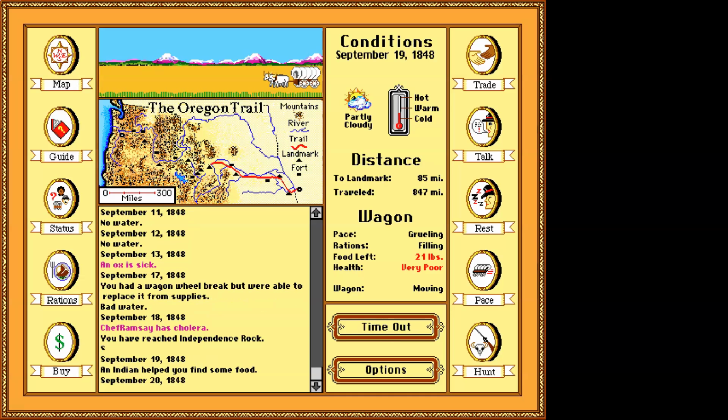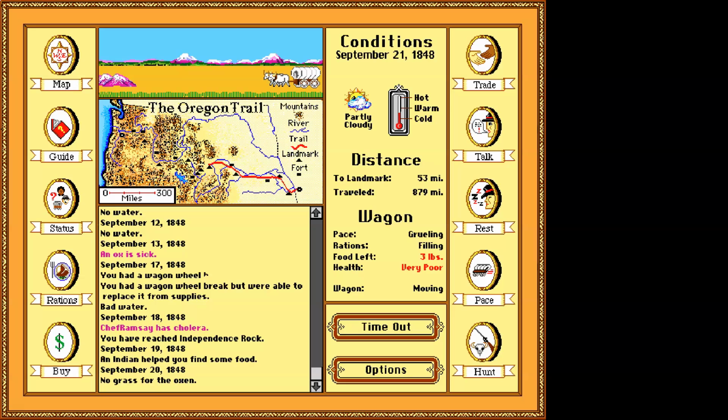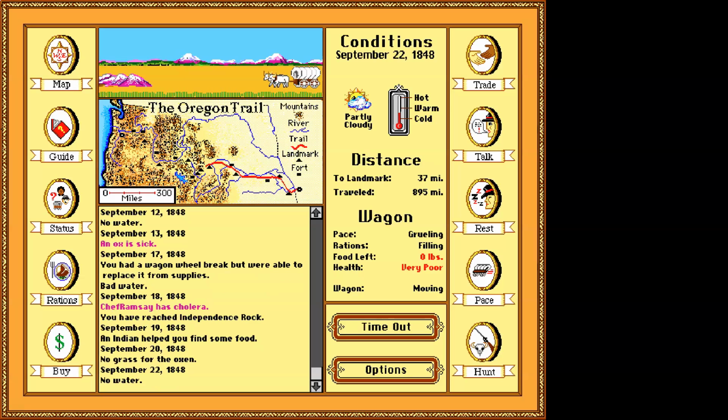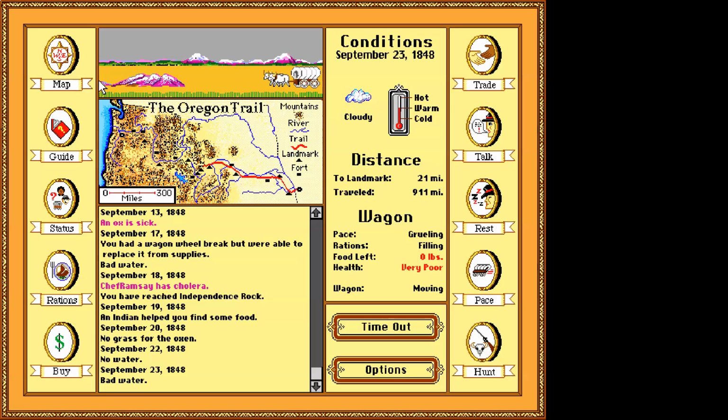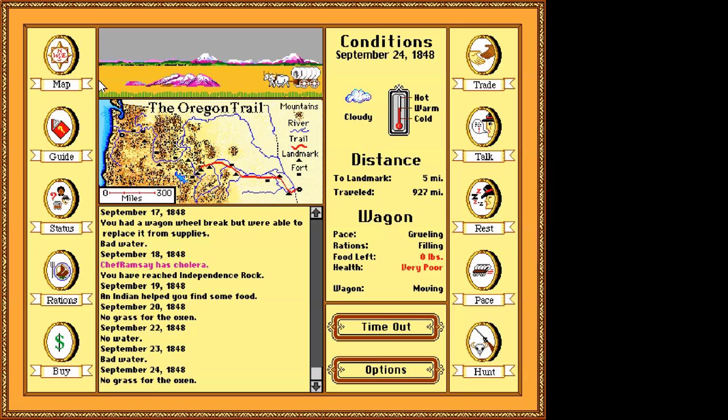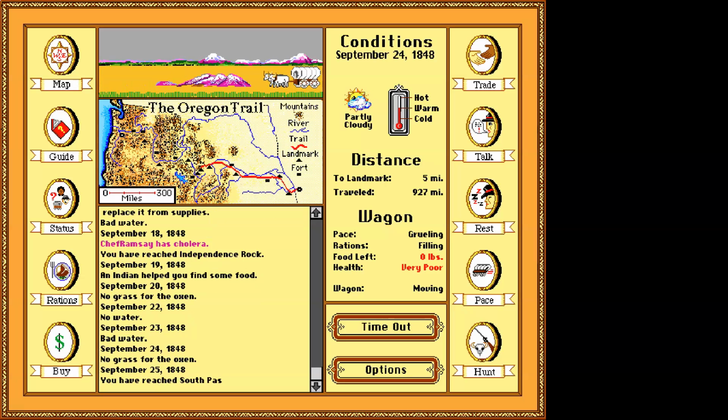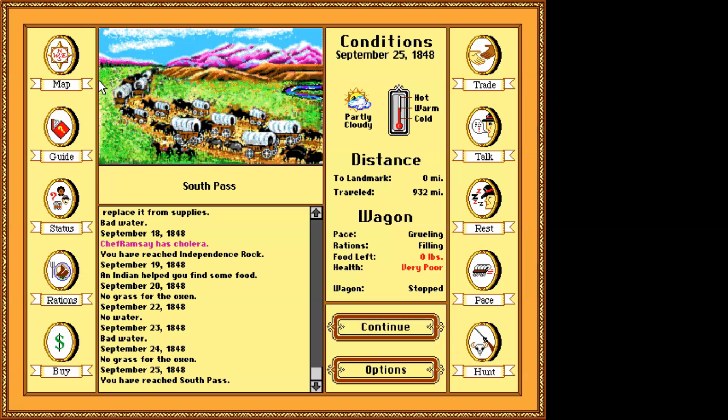Native American gentleman helped us find some food. Awesome. Still no grass for the oxen. No water. It is now officially fall. We've passed summer. Bad water or no water. I still don't know which is worse. No grass for the oxen. South Pass. Not South Park. We reached South Pass. Let's continue.